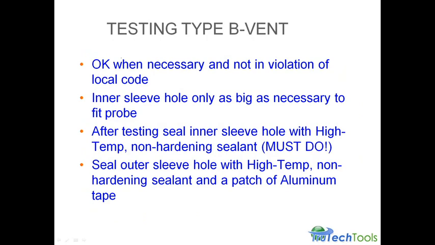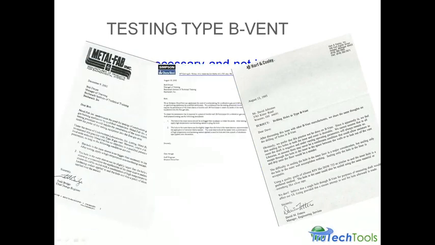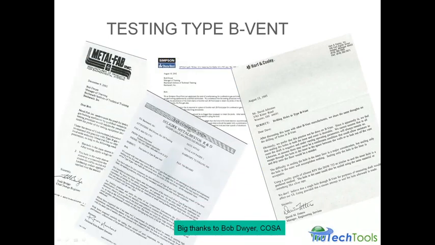After testing, the inner seal hole must be sealed with high temperature non-hardening sealant, high temperature RTV. Then seal the outer hole with high temperature non-hardening sealant or a patch of aluminum tape. Now, Bob Dwyer, Bob's with CEUS, contacted every manufacturer of B-Vent, Metal Fab, Simpson, Hart & Cooley, Selkirk, and we believe we have copies of these letters if you need them, that B-Vent can be drilled through and tested and how it needs to be sealed. So these things are available if you need them.